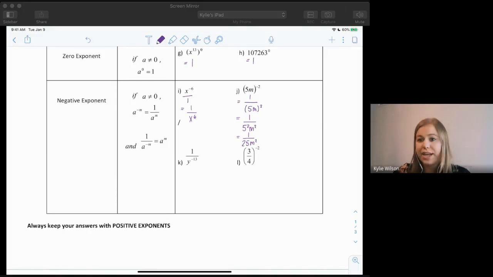Let's try another one. For example K, we have 1/y to the -13. That's telling me that that y is on the wrong side of the fraction. So I'm just going to move it to the top of the fraction and change the exponent. Now we don't need that 1 on the bottom. Proper form is just to write y to the +13, but sometimes I like to write it just so our steps are consistent and you can see where everything is coming from.